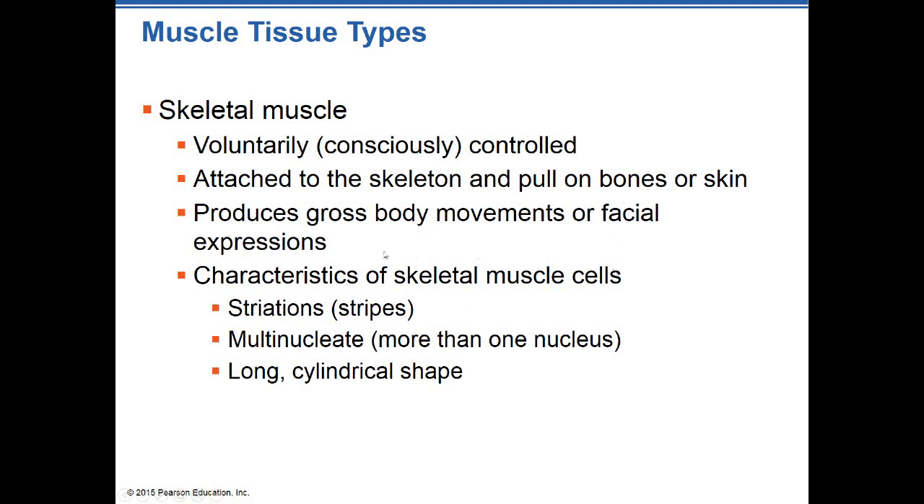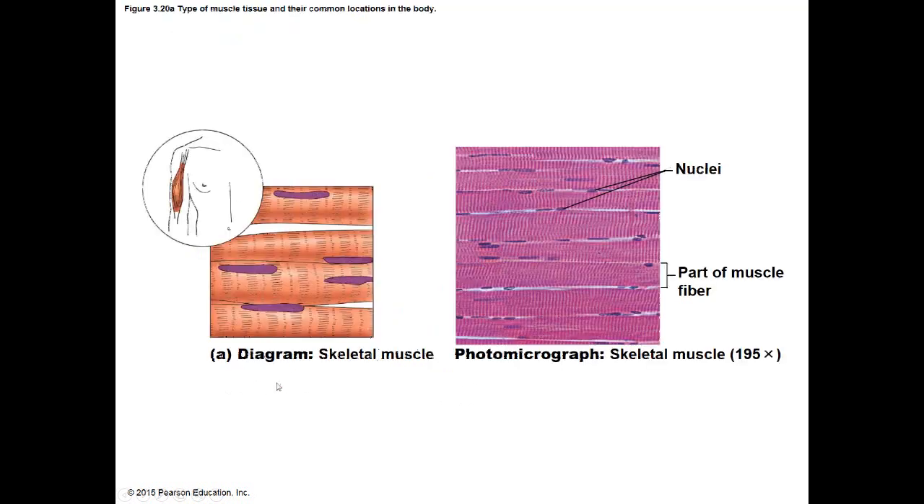But the characteristics you need to know to recognize skeletal muscle: it has striations, which are stripes, banding patterns that you see in the muscle fibers themselves that make up most of the bulk of the cell. They're multinucleate, meaning they have more than one nucleus. And the overall shape, I don't think this is in your notes, so you probably want to write this down. They're long and cylindrical. They're classically called cigar-shaped cells.